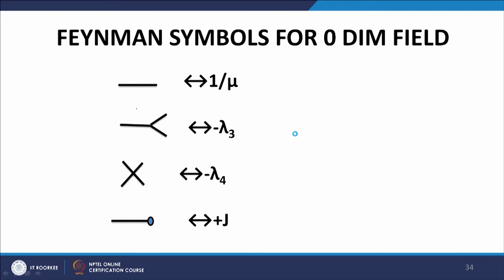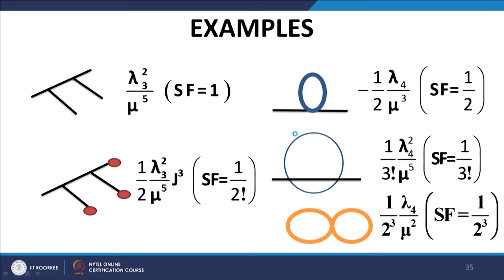Now, typical Feynman symbols for the zero dimensional field that we are talking about. A straight line evaluates as 1 upon mu, we have talked about that. A 3 vertex in the context of a phi 3 field evaluates as minus lambda 3, a 4 vertex in the context of a phi 4 field evaluates as minus lambda 4, where lambda 3 and lambda 4 are the coupling constants, and a line with a blob evaluates as plus j. We have already talked about this one.